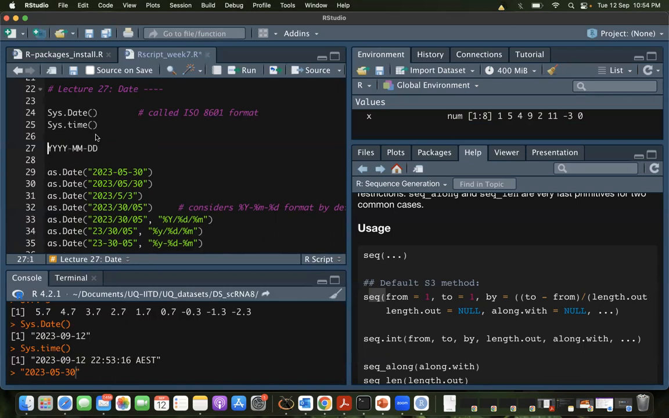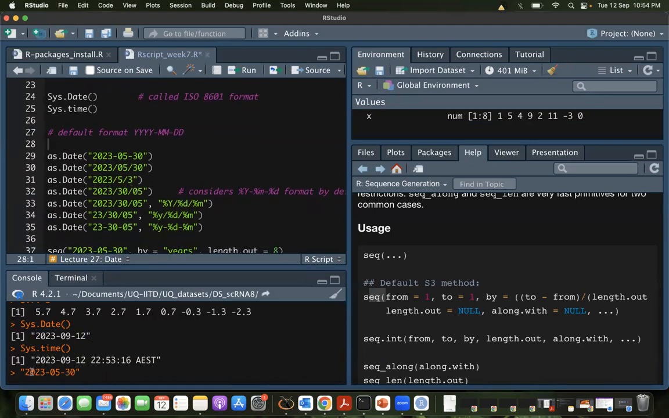This is what is called the default format, what you saw: year, month, and date. Now let's say I've written this here. If I just press enter, it's basically printing that.